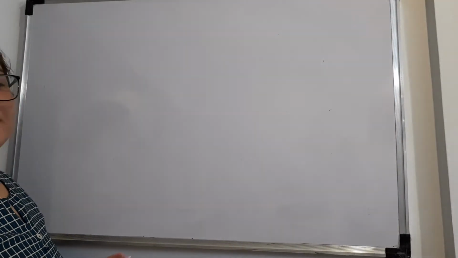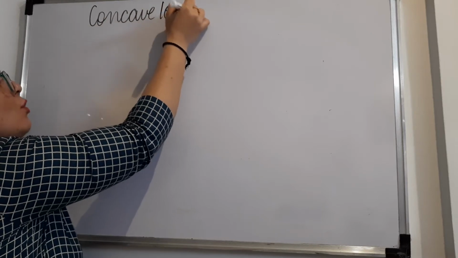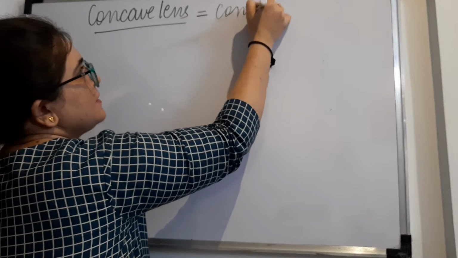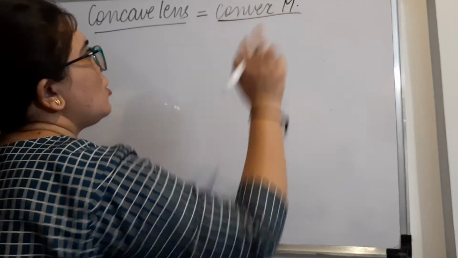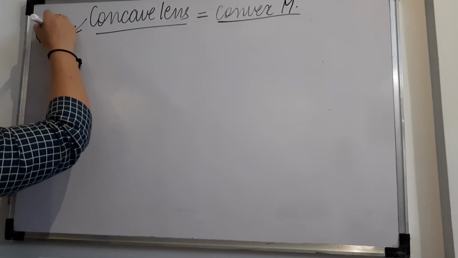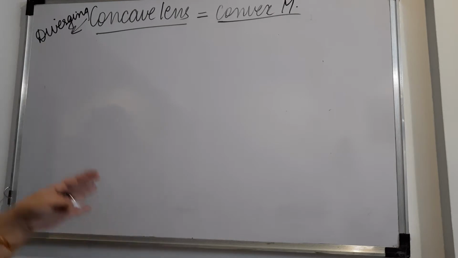Okay, so now we are done with the ray diagrams of convex lens. Let us move ahead with concave lens. Now concave lens is similar to that of convex mirror. Okay, so it is the opposite way. Concave lens is also known as the diverging lens because the rays diverge, they move away from each other. Fine. So in case of concave lens, we basically have two cases only.